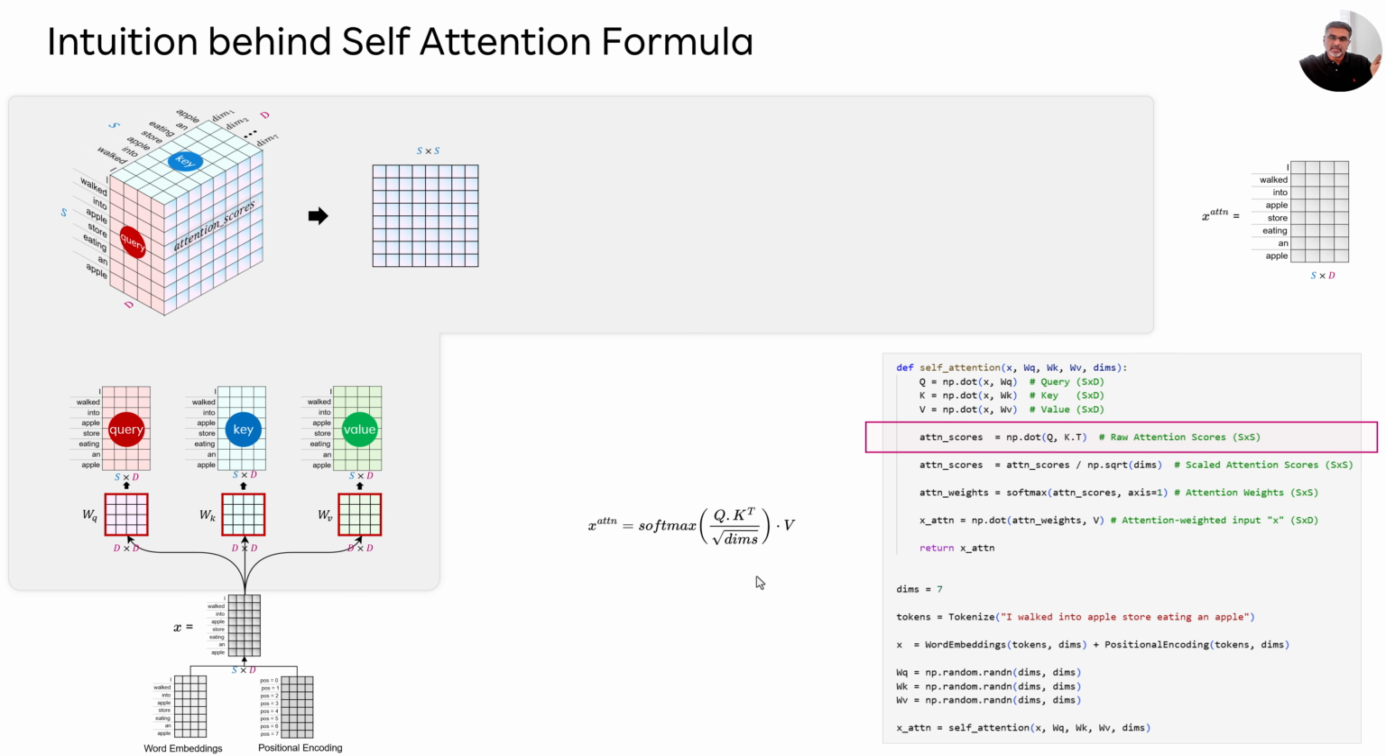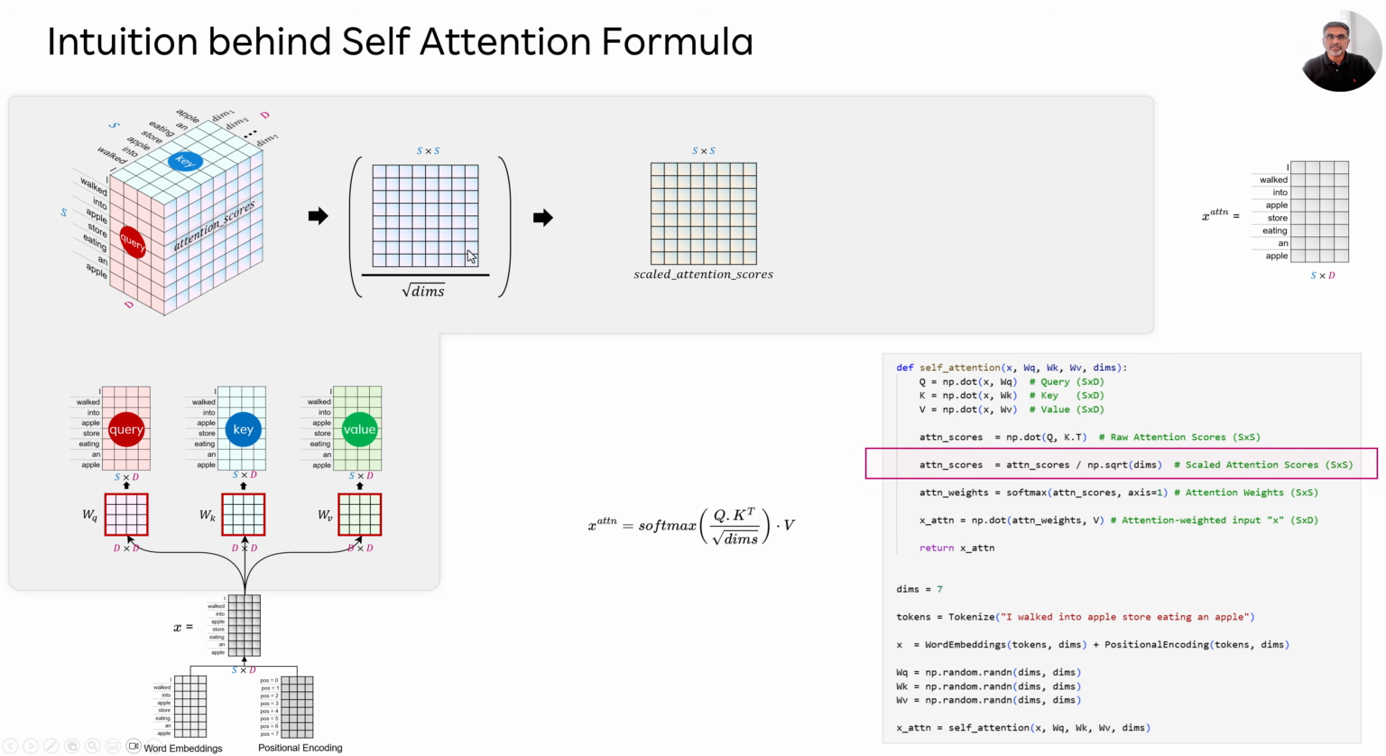You normalize that, right? That's why you create from these attention scores a scaled attention score, and you do that by taking the raw attention scores and dividing them by the square root of the number of dimensions. Okay, you get this. You got your S cross S matrix.